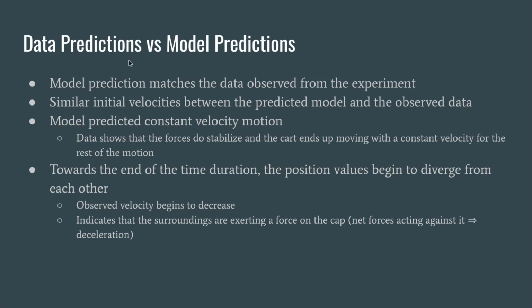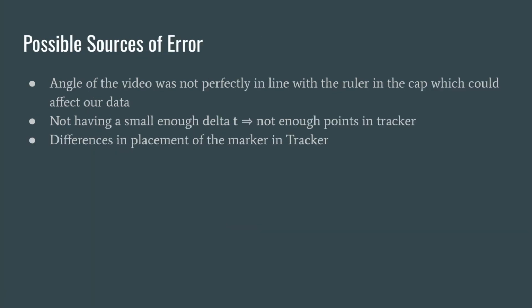For our data predictions versus our model predictions, we can see that the model prediction matches the data observed from the experiment, and that there are similar initial velocities between the predicted model and the observed data. We also see that the model predicted constant velocity motion, and that the data shows that the forces do stabilize and the cap ends up moving with constant velocity for the rest of the motion. Towards the end of the time duration, the position values begin to diverge from each other, and the observed velocity begins to decrease, which indicates that the surroundings are exerting a force on the cap, because the net forces acting against it end up leading to deceleration.